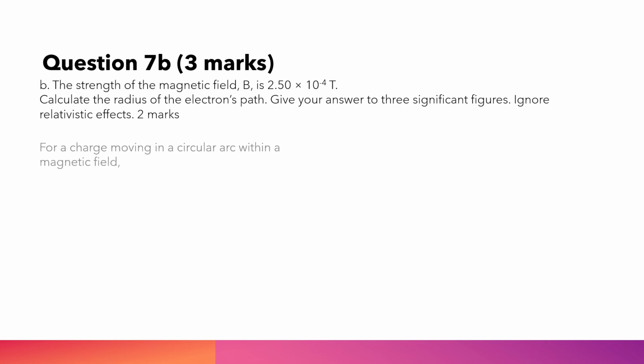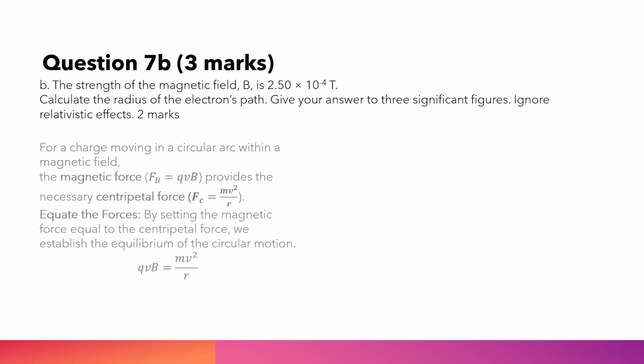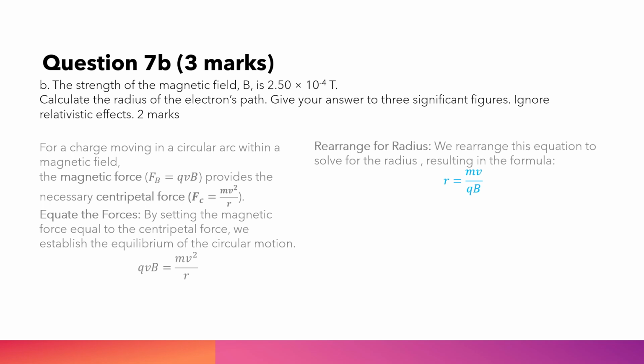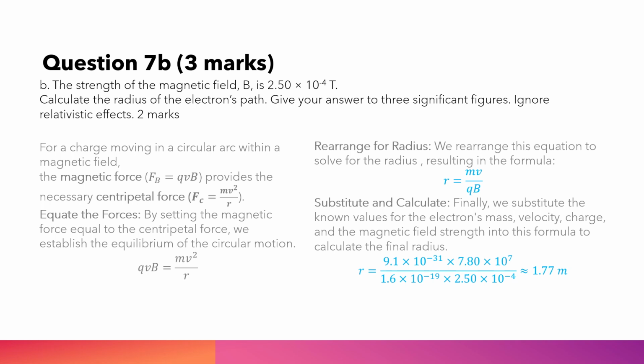For a charge moving in a circular arc within a magnetic field, the magnetic force provides the necessary centripetal force. Equate the forces. By setting the magnetic force equal to the centripetal force, we establish the equilibrium of the circular motion. Rearrange for radius. We rearrange this equation to solve for the radius, resulting in the formula. Substitute and calculate. Finally, we substitute the known values for the electron's mass, velocity, charge, and the magnetic field strength into this formula to calculate the final radius.